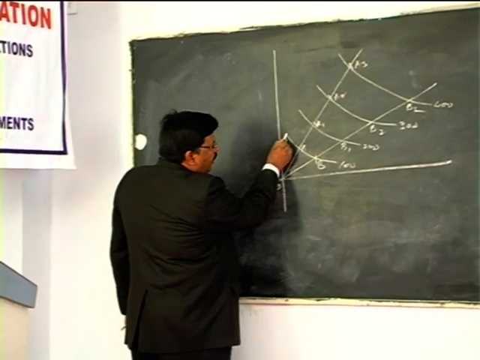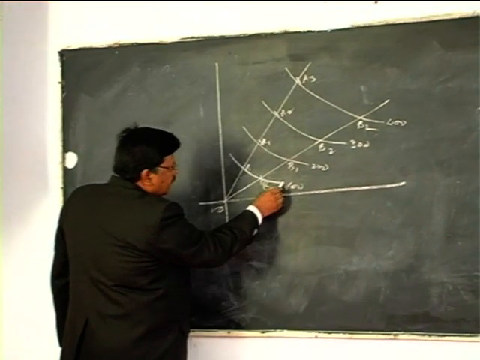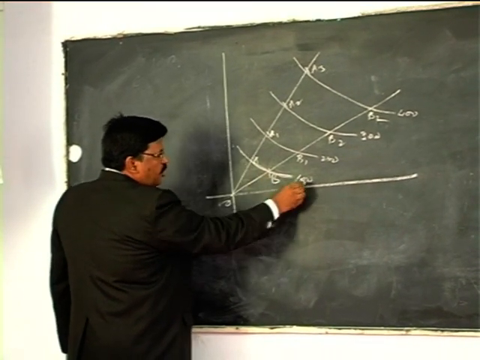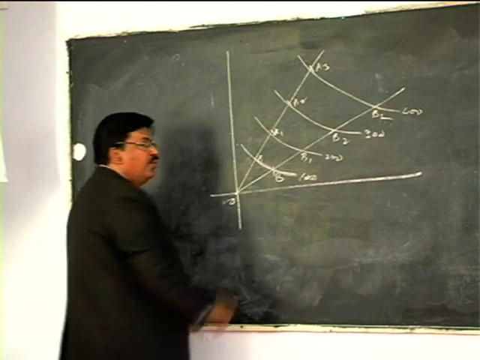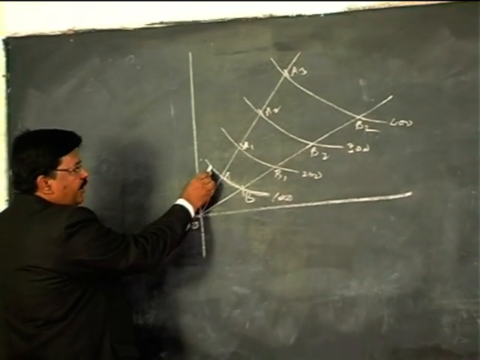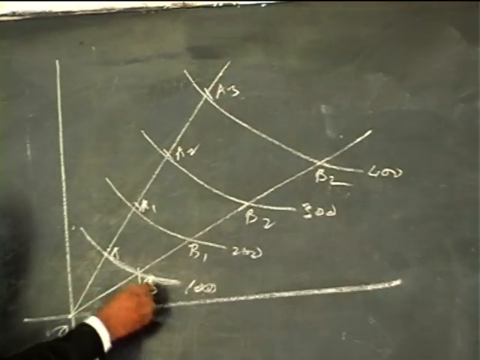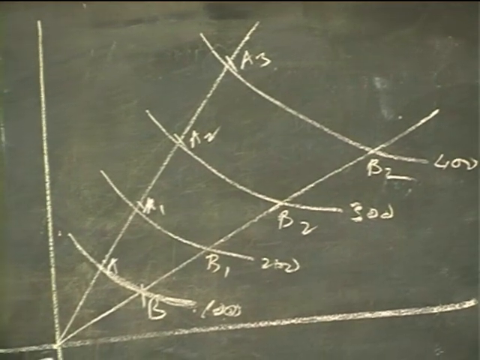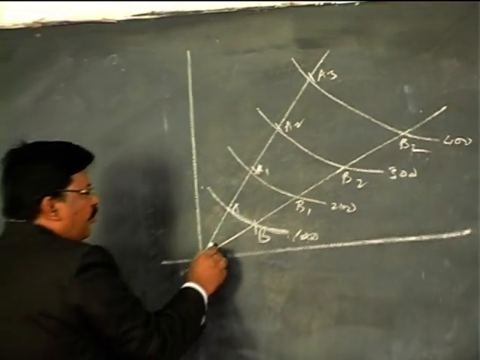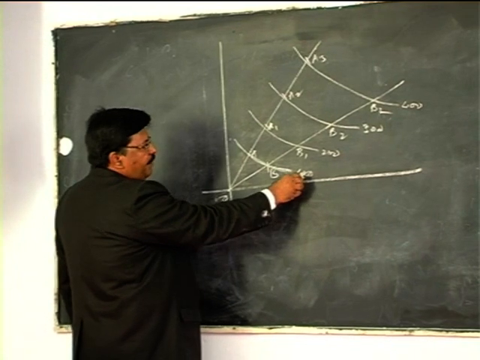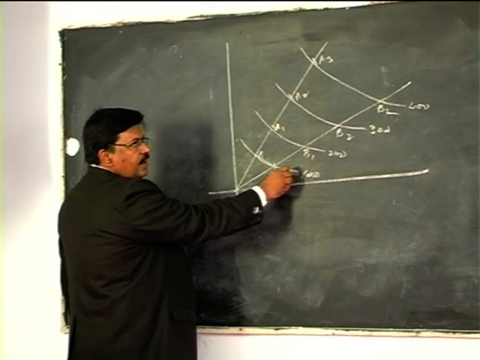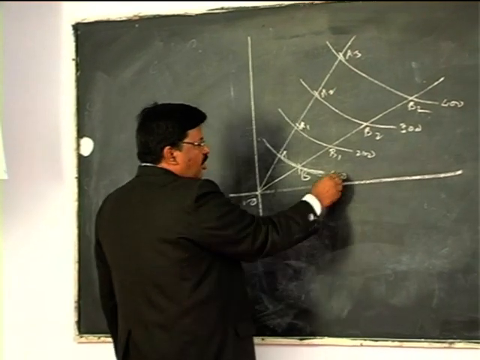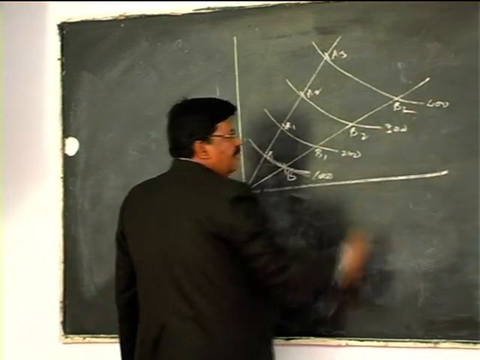So if you move along an isoquant like this, either downwards or upwards, output is the same, 100 units. But the input ratio varies. Here one input ratio, here another input ratio, another input ratio like this. But if you move along an isoquant, output is the same and input varies. And if you move across the isoquants, output varies: 100, 200, 300, 400, like this.